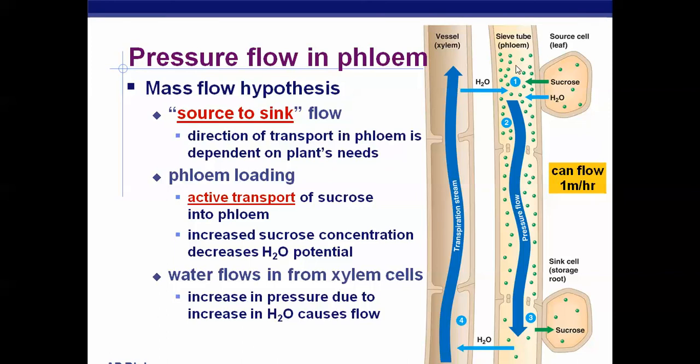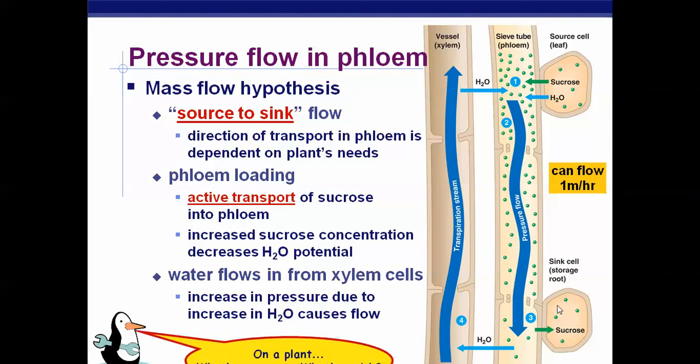As a result, everything that's up here gets transported down the phloem to the root. The pressure and the amount of water getting pumped in pushes everything down. Once we get down here, all the sucrose ends up in the root and it is stored.